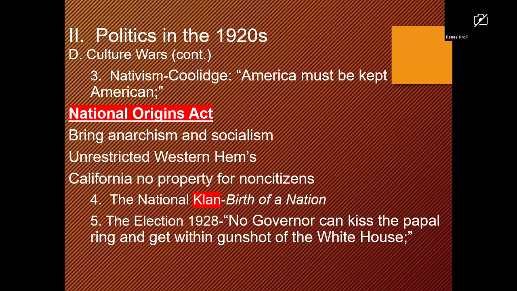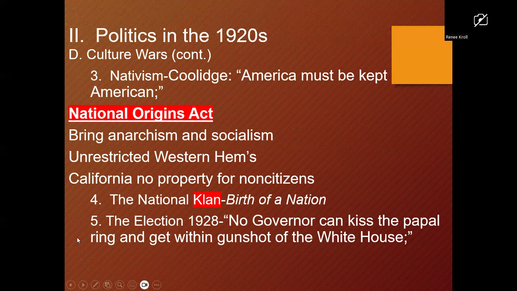Coolidge is going to say America must be kept American, and he's going to issue the National Origins Act. So overall, what you're seeing, and what I'm going to ask you on the test, is what are we seeing resurge here? We saw it in the 1820s, we saw it in the Gilded Age, and now we're seeing it in the 1920s, right? This idea of we don't want people coming into certain parts of the country, or shall I say groups of people don't want others coming in.